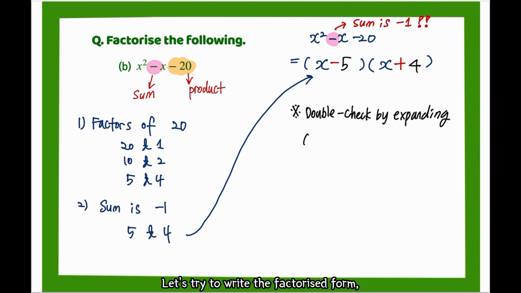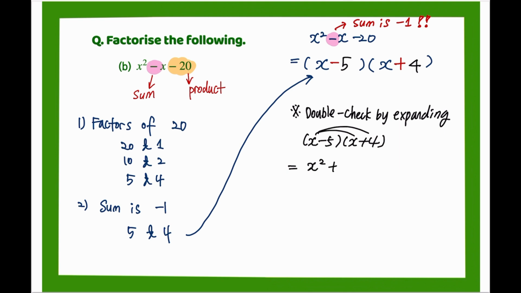Let's write the factorized form, which is x minus 5 and x plus 4. If we expand it, we get x squared plus 4x minus 5x and minus 20. Combine the like terms and we get x squared minus x minus 20, which is correct.